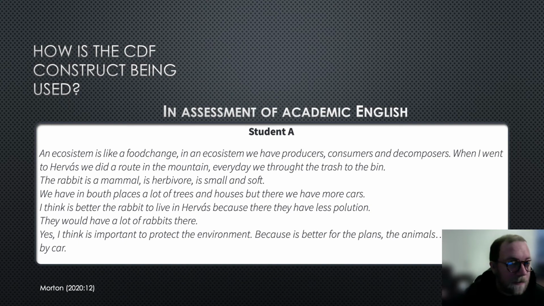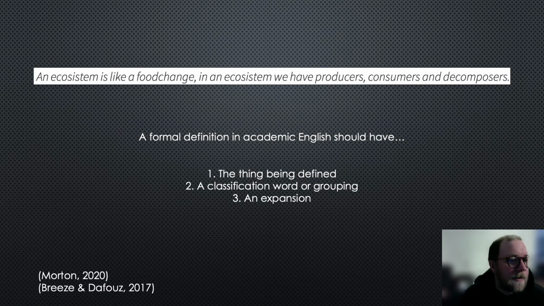Let's have a closer look at sentence number 1. "An ecosystem is like a food chain. In an ecosystem, we have producers, consumers, and decomposers." Okay, there's a few small errors in there, but we get the gist. So sentence 1 is an attempt at a definition.